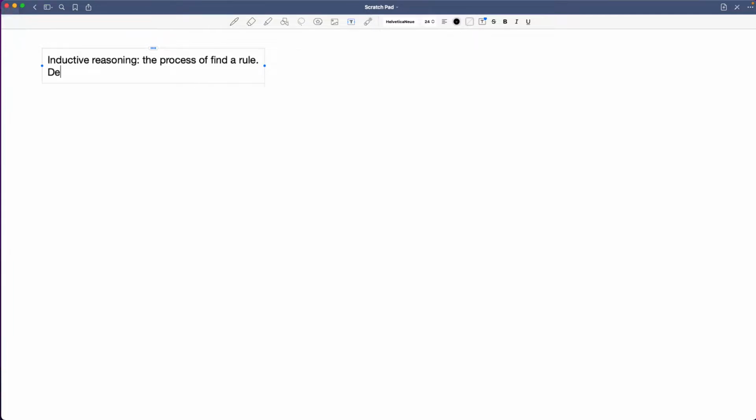Now, deductive reasoning is different. It is using a rule that already exists, using an existing rule to prove something else. That's deductive reasoning, and that's what we use when we do logic. We're not collecting data, we're not making experiments. We are given an existing rule of some kind and another statement to compare it to, to draw a conclusion.